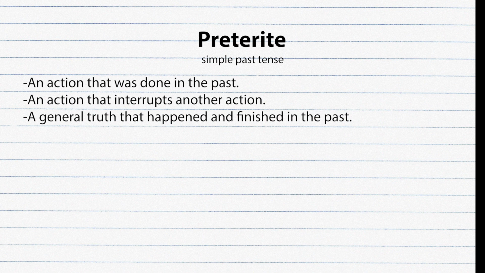Preterite or simple past tense. We use the preterite to talk about an action that was done in the past, often accompanied by words like yesterday, last week, last night, an action that interrupts another action, a general truth that happened and finished in the past.